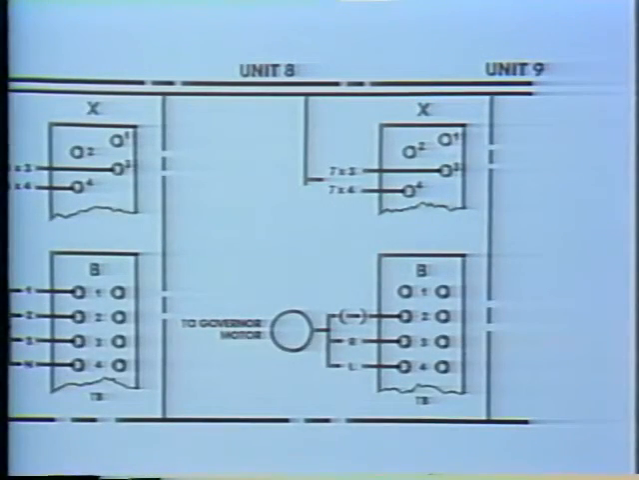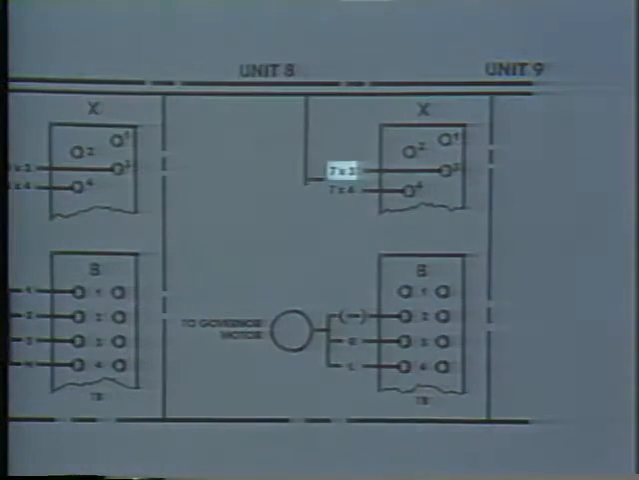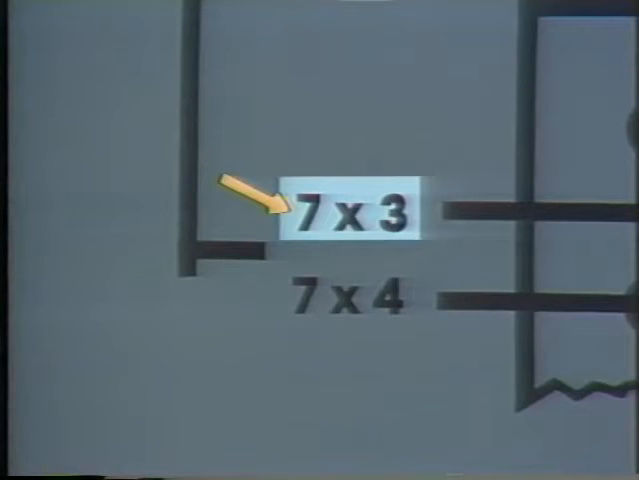Let's say we're looking in this unit and we find a wire with the marking 7X3. The prefix number means that the wire came from unit number 7. The X means that the other end of this wire is connected to component X. The 3 means that it's connected to stud number 3.